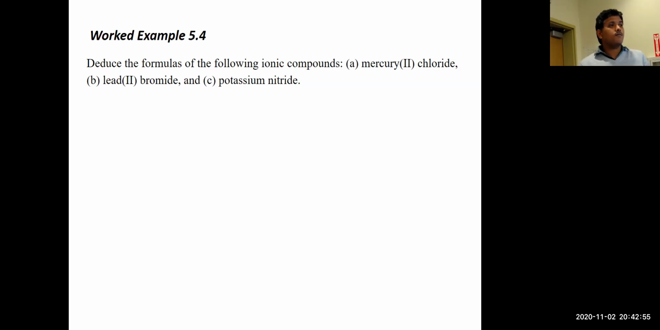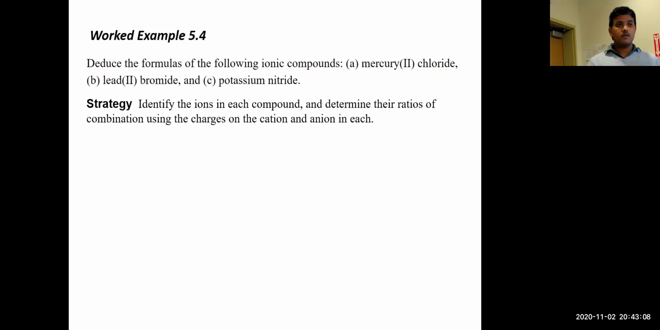Deduce the formulas of the following compounds: mercury(II) chloride, lead(II) bromide, and potassium nitride. Okay. All right. Let's work on that. So this is what our plan is going to be. We are going to identify if you have a metal with a charge or not, and let's see if they're going to form overall neutral electronic charge by identifying the ratios of metal and non-metal required to form a compound.